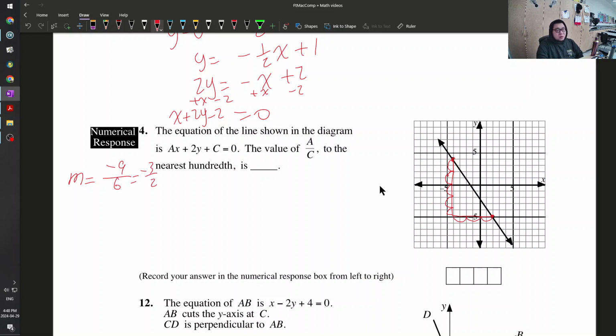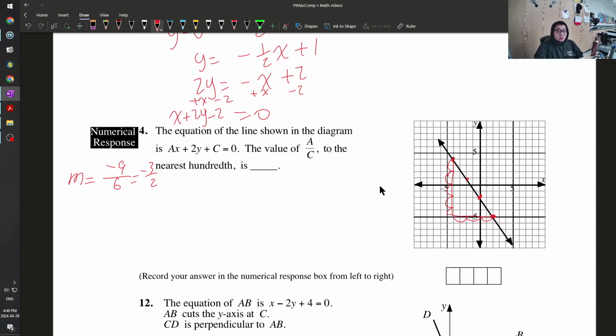Now what is my point? It doesn't really matter which point you are going to use, but let's pick one that is exactly on the grid. I think this point and this point are also supposed to be on the grid. They're just a little bit harder to see. So again, it doesn't really matter which point you use. Let's just use this one because it is the y-intercept and it's a little bit easier to use.